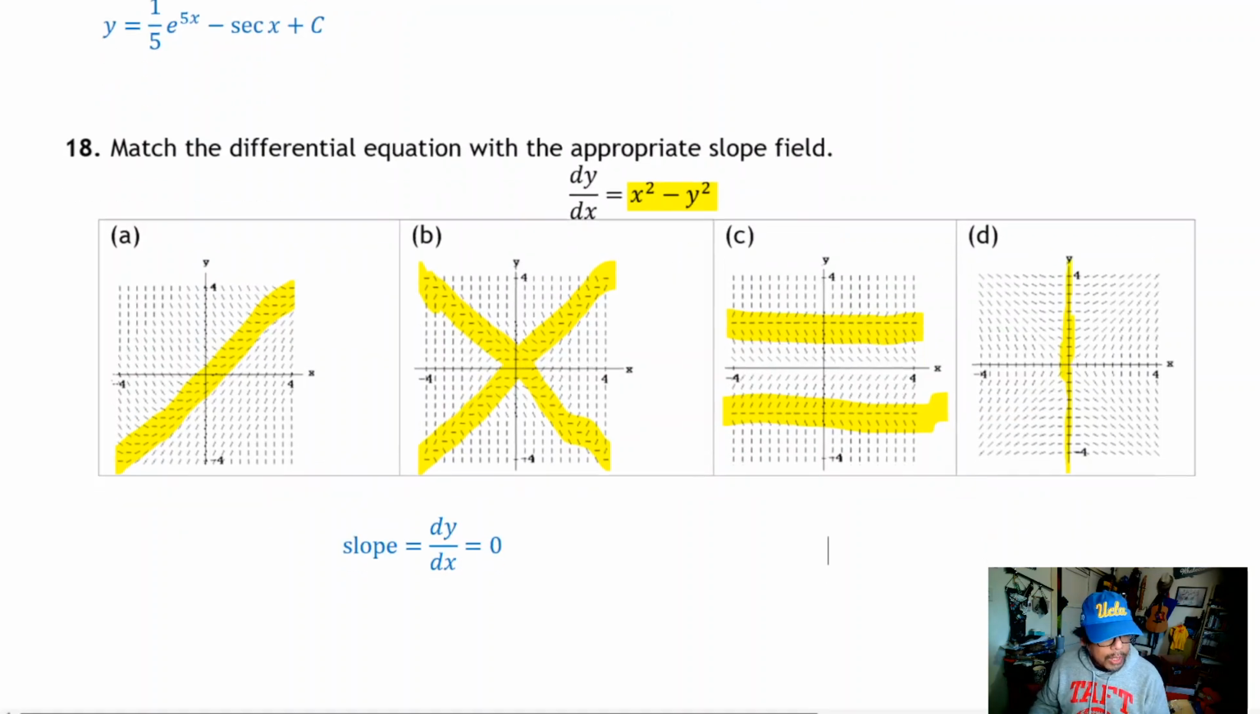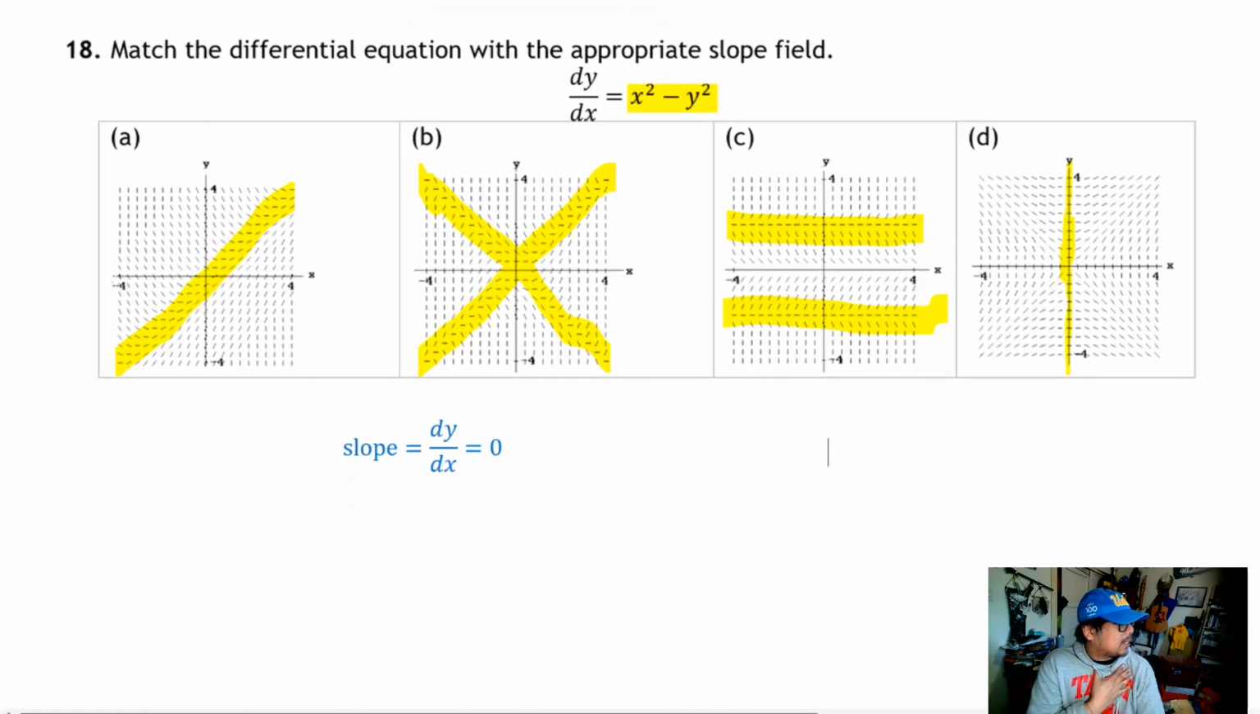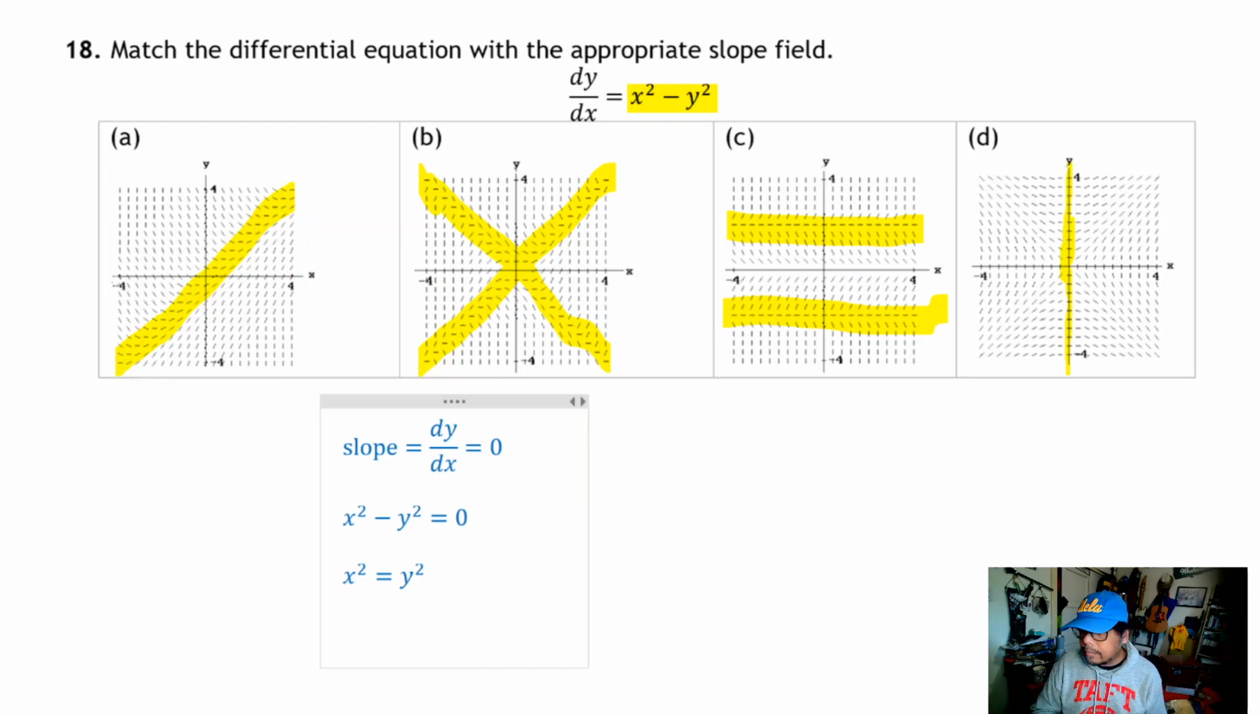To be clear, I'm looking here for when the slope is equal to 0, which means whenever dy dx is equal to 0, which means x squared minus y squared is equal to 0, which is the same as saying whenever x squared is equal to y squared. Hopefully that's enough for us to decide that the correct answer is B, but it's worth remembering that in order to solve an equation like x squared equals y squared, we would take the absolute value.